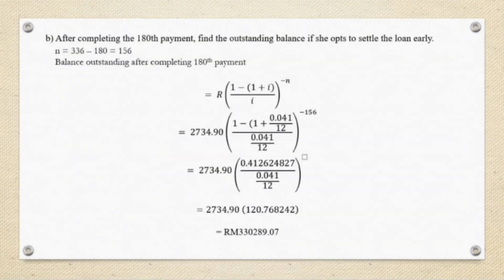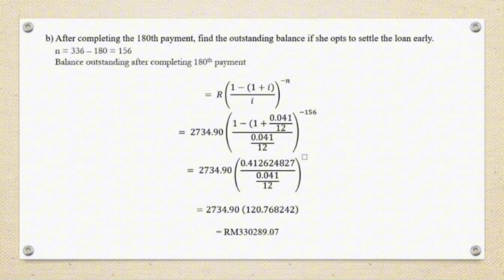Question B. After completing the 180th payment, find the outstanding balance if she opts to settle the loan early. Alina has to make payments for 28 years, which is a total of 336 payments. But the question asks us to find the outstanding balance after completing the 180th payment. So for this question, we need to change the value of n by subtracting 336 with 180, which equals 156. Other values will remain the same, and now we can calculate the outstanding balance using the same formula.